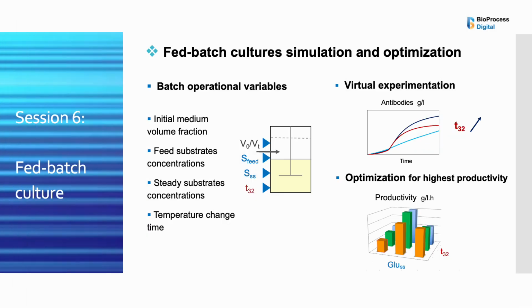Fed batch cultures are more complex to operate than batch systems due to the greater number of operational variables involved. Key variables include the initial volume fraction of medium in the bioreactor, the substrate concentrations in the feed medium, the target steady-state concentrations of glucose and glutamine, and the timing of the temperature shift. Through virtual experimentation using the simulation model, you will evaluate how these variables influence culture kinetics and antibody production. You will then optimize the operational conditions to maximize bioreactor productivity in fed batch mode.